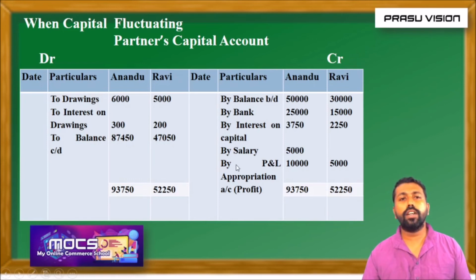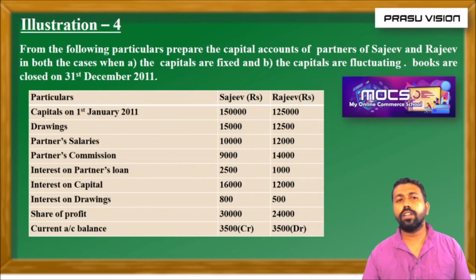We are moving to the next and last problem. Here, I think the explanations are very clear for you. So this problem will bring more idea regarding how to prepare the partner's capital account under fixed capital method and fluctuating capital method. The partners' names are Sajeev and Rajiv. Their accounts are closed on 31st December 2011. The amount of capital is given here. On 1st January, their capitals were 1,50,000 and 1,25,000.